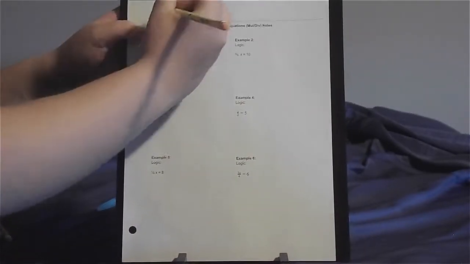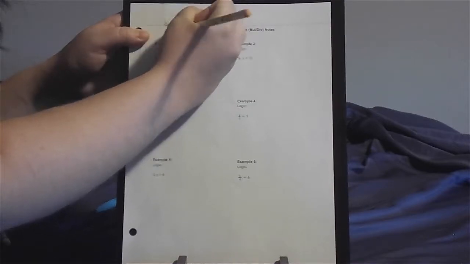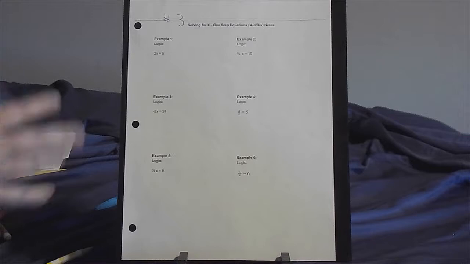Welcome to note set number 3, one-step equations, multiplying and dividing. I'm going to put a number 3 at the top. Before we begin on these notes though, we need to talk about understanding what multiplying and dividing is.